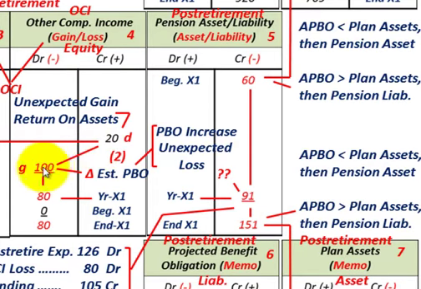So we net our change due to the unexpected loss, or the increase in our liability to the post-retirement benefit obligation, with the unexpected gain on the return of our assets, a credit amount of $20,000. So our net amount for the year in our other comprehensive income is $80,000.